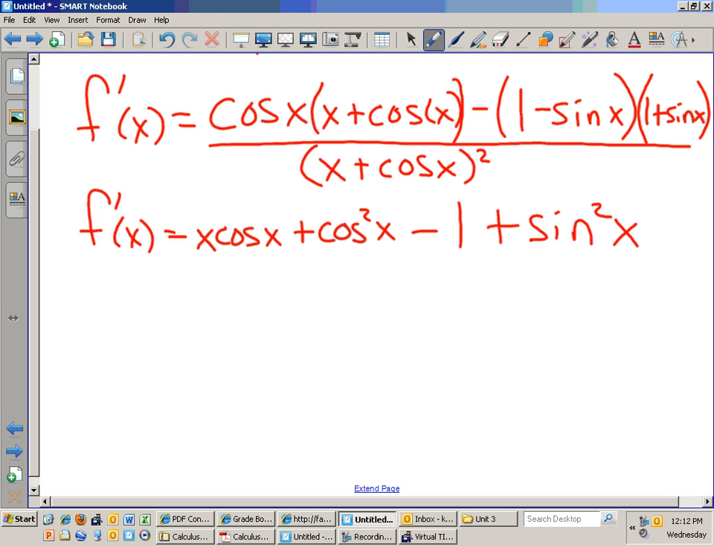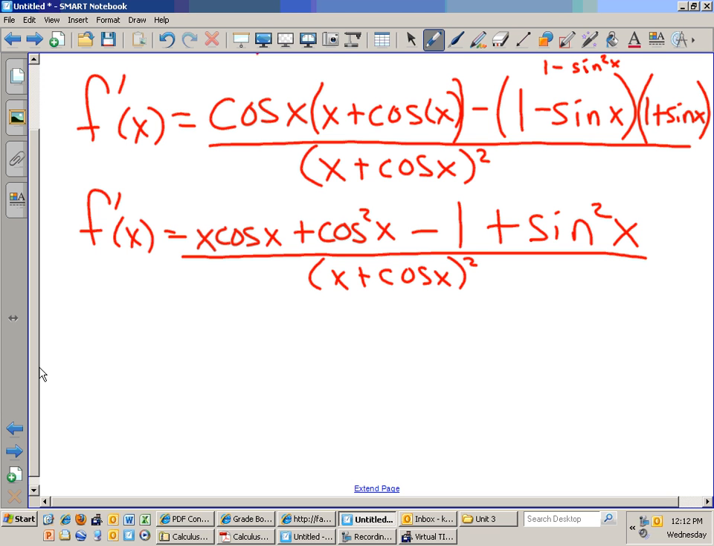Should I write that again? Minus 1 minus sine squared. So I minus 1 and I plus sine squared. Okay? All over x plus cosine of x quantity squared. Super duper. What crosses off? Nothing. Not yet. We have to recognize a relationship. There's a key relationship up here. Cosine squared plus sine squared is 1.